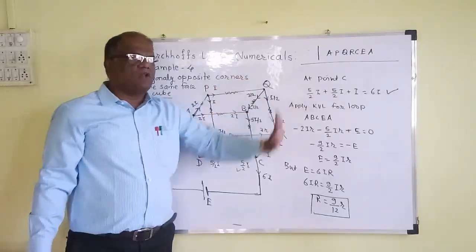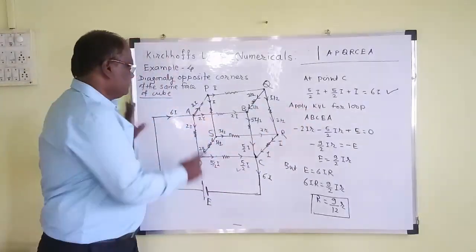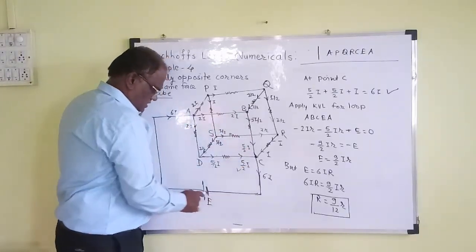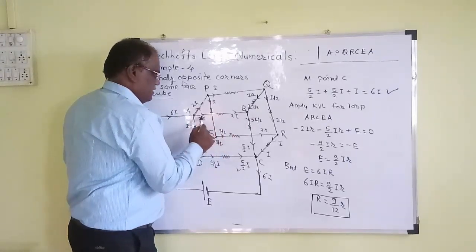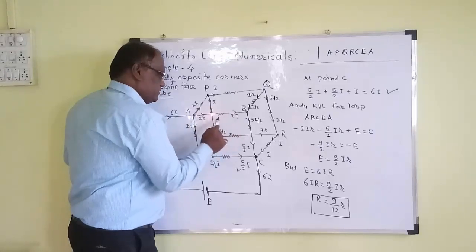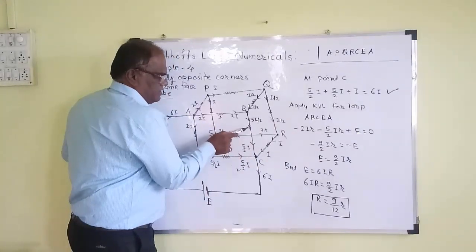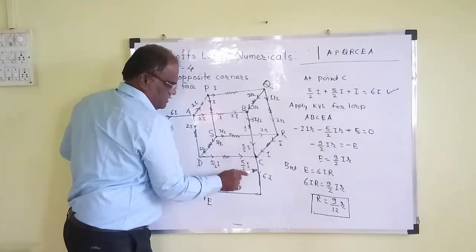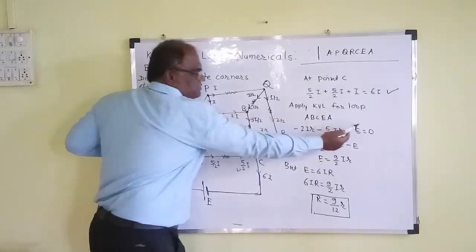Now apply Kirchhoff's voltage law. Apply KVL for loop A, B, C, E and A. A to B. We are moving in the direction of current. Is the value of resistance R? Minus 2IR. Here, value of resistance is R. Current flowing is 5 by 2 I. Hence minus 5 by 2 IR. As there is no resistance, just write plus E is equal to 0.